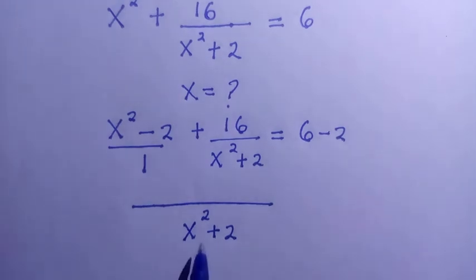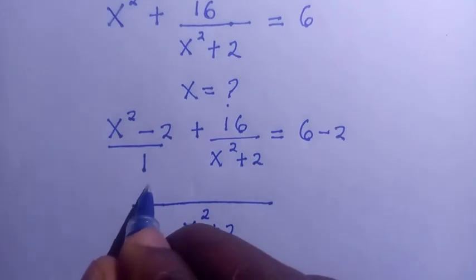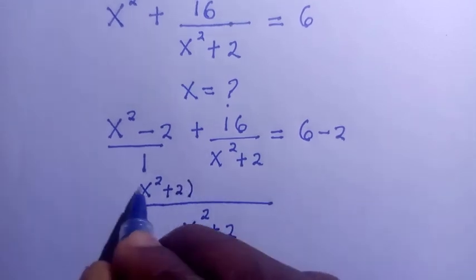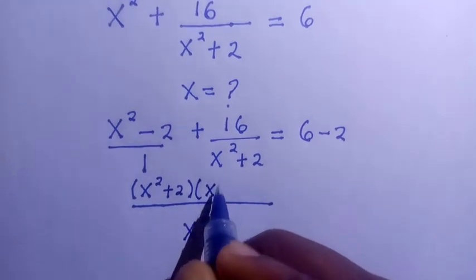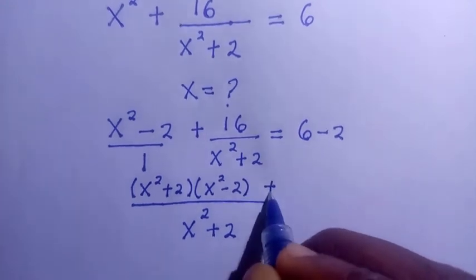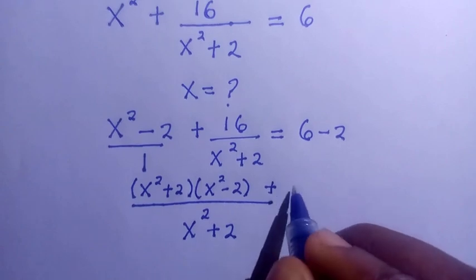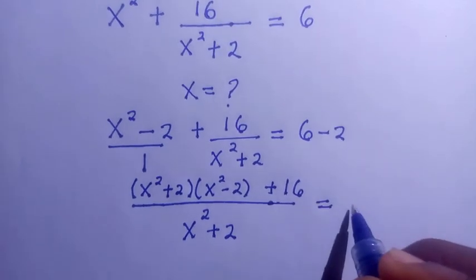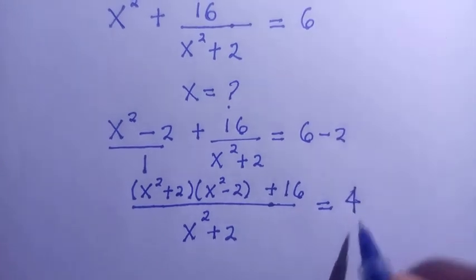squared plus 2, that is x squared plus 2. Then we multiply it with x squared plus 2, so that we have x squared plus 2 in bracket. So it's going to multiply x squared minus 2. Then we have x squared plus 2 in x squared plus 2, that is 1. Then 1 multiplied by 16, we have it as 16. Then everything equals, so 6 minus 2, that gives us 4.